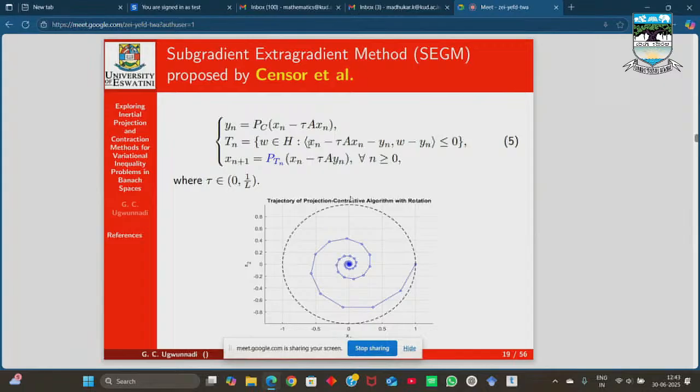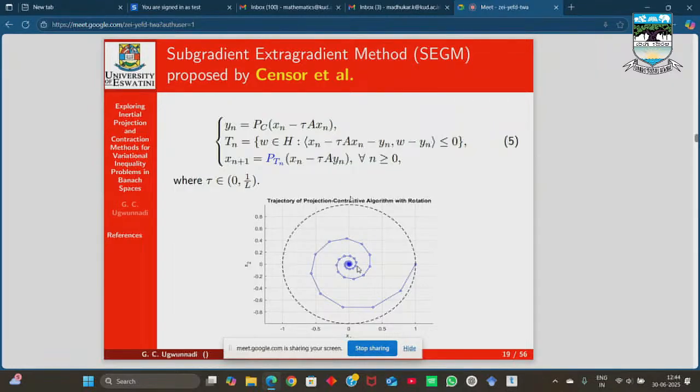What is the essence of this Tn? If you watch the definition of Tn, you see that it is based on what we have already. The xn minus tau A xn is already computed, because we are talking about the costly computation, the time taken to compute. And here we have yn already. So finding this half space Tn will not be as difficult as projecting onto C. So that is what we call the half space. Then we try to see the nature; they are almost the same.